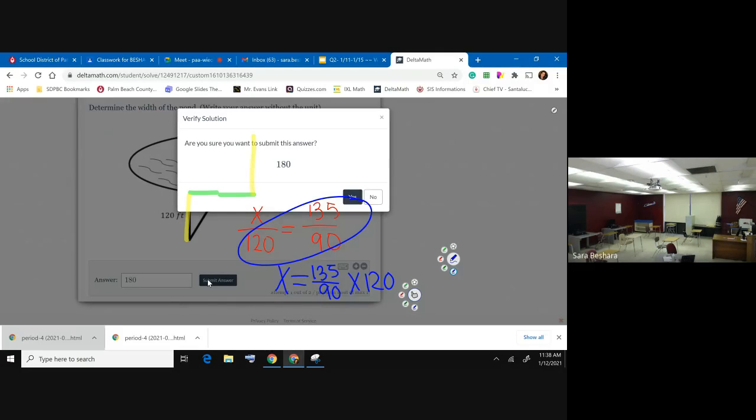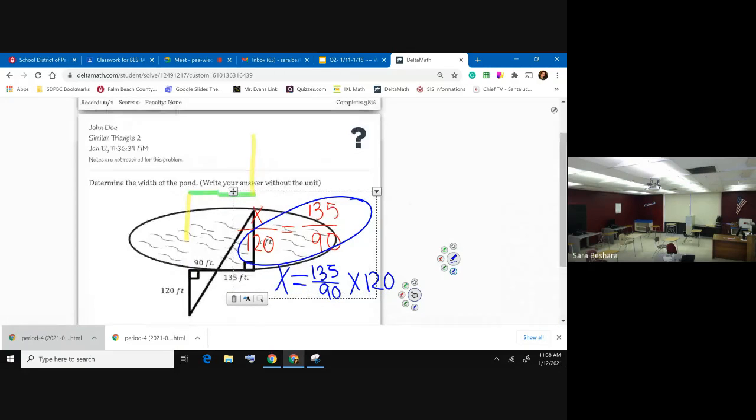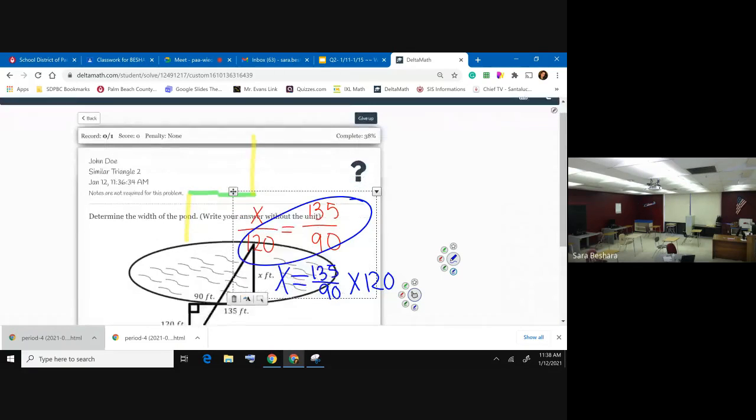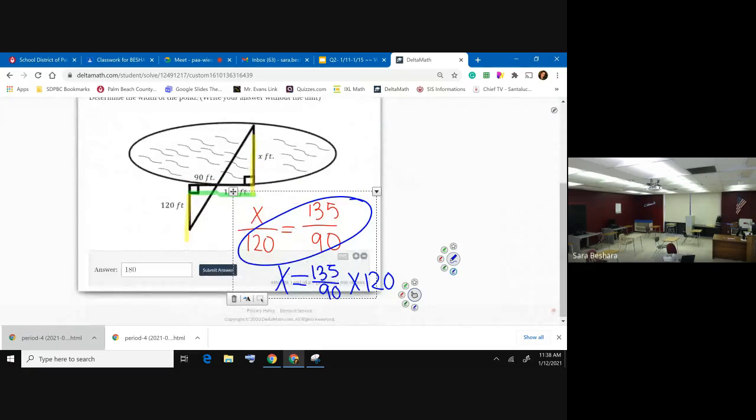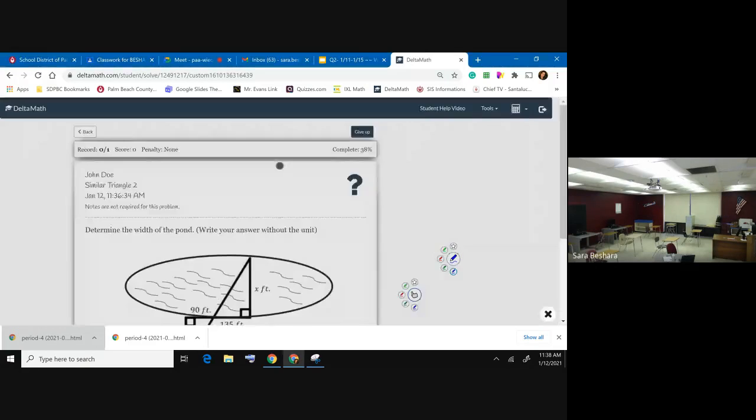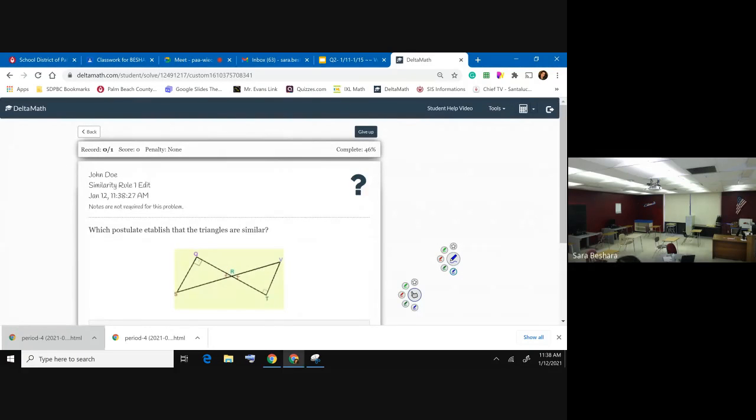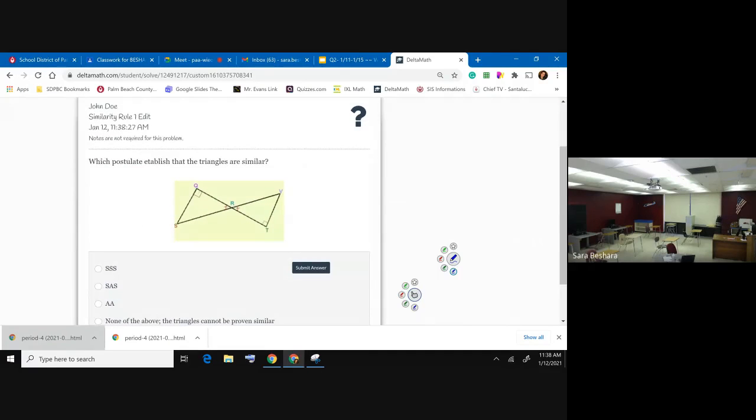Okay. Next question. Okay, let's try this one. It says, which postulate established that the triangles are similar?